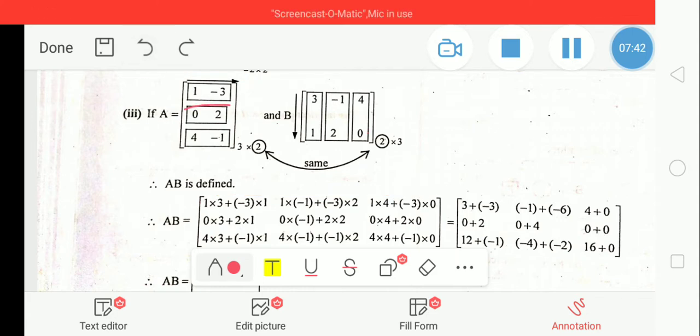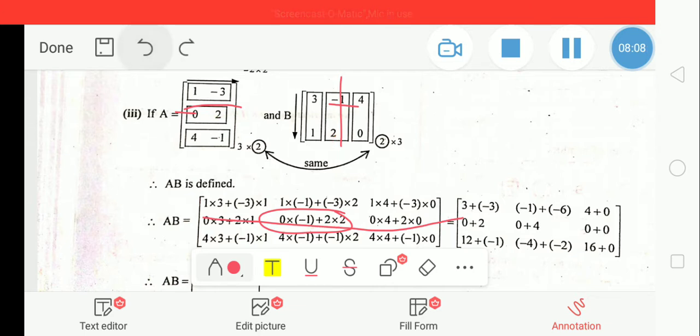Then we take second row and first column. So first column means this position. So 0 multiplied by 3, 2 multiplied by 1. Now for second row and second column, this position is 0 multiplied by minus 1 plus 2 multiplied by 2.